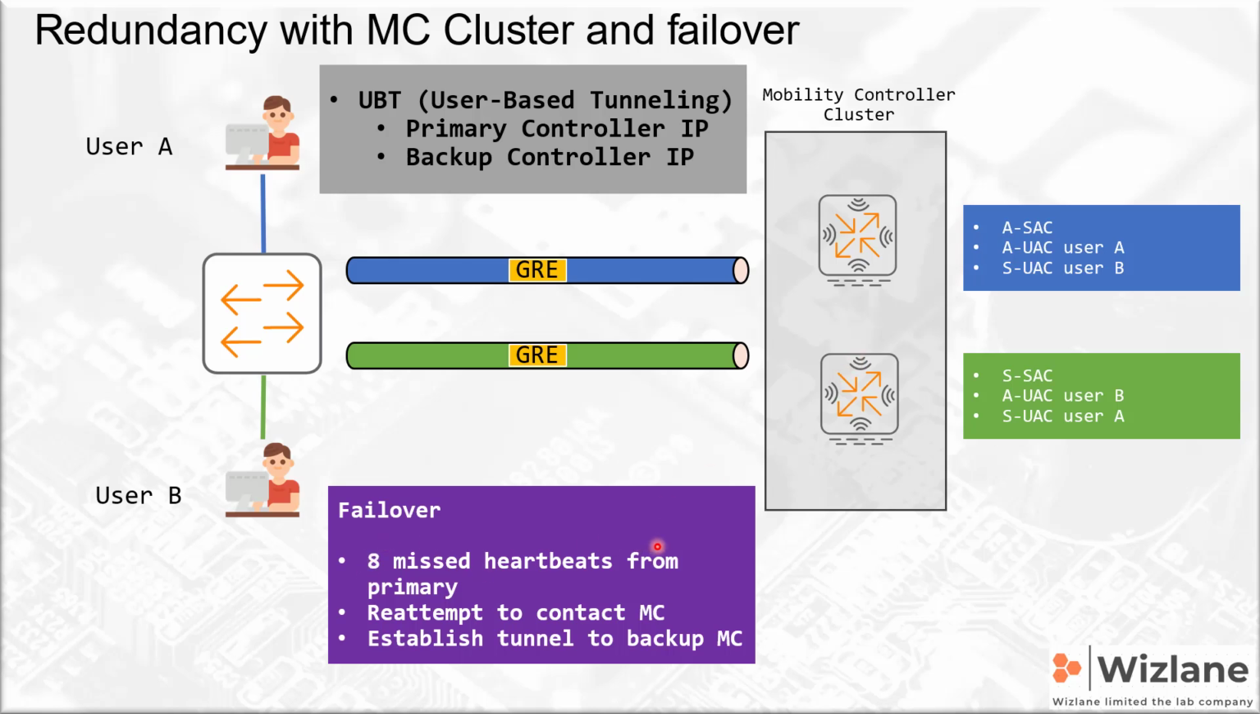If one of them fails, obviously, how it works, they will communicate between them. If 8 heartbeats are missed, which are sent every 1 second from the primary, the standby or the backup will attempt to contact the MC and the switch as well at the same time. Then a tunnel will be established to the other mobility controller. What is not shown here, indeed, is that there will be backup tunnels in standby mode, if you like, and so on and so forth. That's a high level overview of the communication and the tunnels that are formed between the switch, or the NAS device we call the tunneled node.